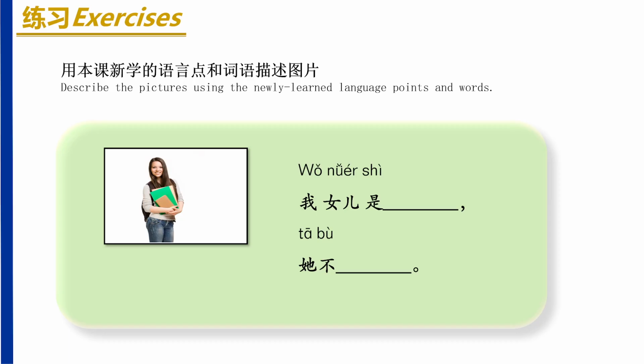So does she need to work? No. So 她不工作。她不工作。Okay, so remember, we don't use 在 here. 在 means something is happening. We can use it. Yes.